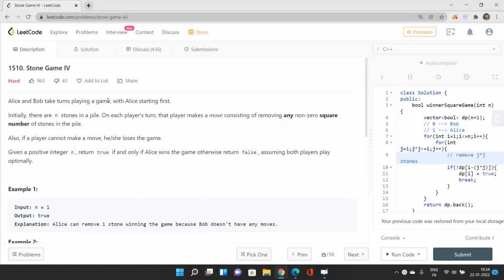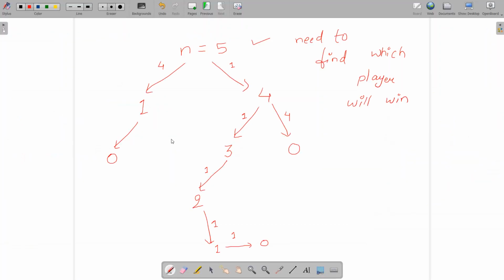Where is Alice? Yes, Alice is starting first. Okay, so Alice will always start the game, and both the players are playing optimally, right? So if Alice starts the game, and at the next level, that is, you can see at the level where n becomes 1 and n becomes 4, let's say Bob will win the game at this position, and here Alice will win the game.